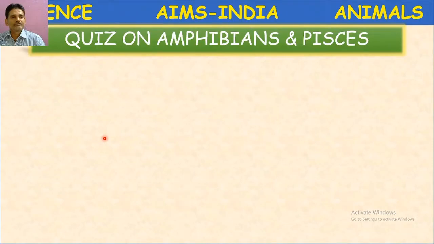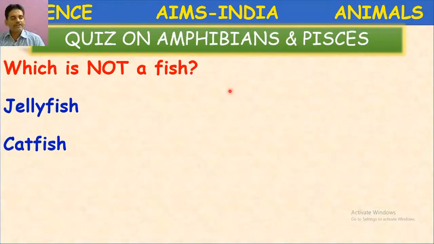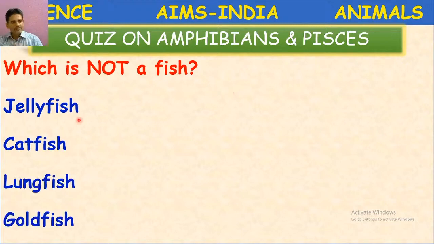Which is not a fish? Among the following, which is not a fish? Jellyfish, catfish, lungfish, goldfish. These are all the fishes present in all these terms. Yes. Which is the correct answer? Jellyfish. Jellyfish is not a fish. Jellyfish is a coelenterate. Okay, an invertebrate it is.